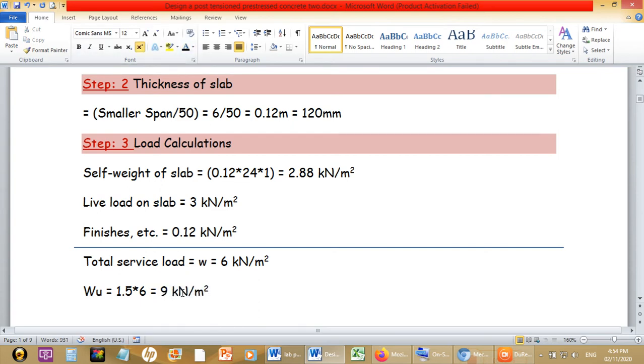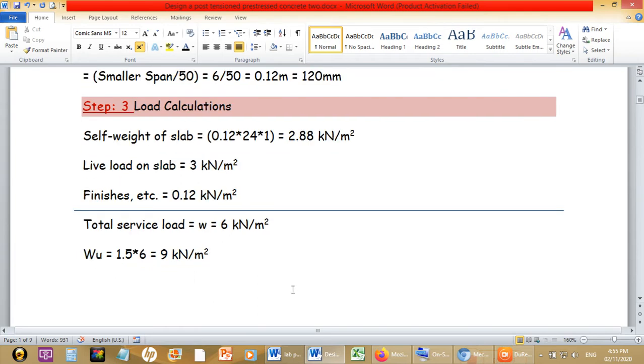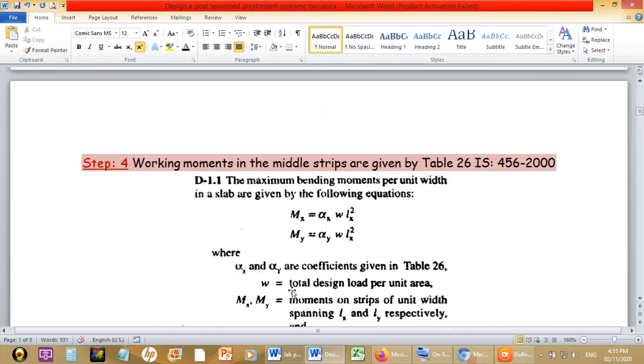In this way we calculate the loads, dead load and live load. Dead load is the addition of self weight and floor finishes. Live load is 3 kilonewton per meter square. Also we have calculated the ultimate load for the given numerical. Now let's move towards the next step, that is step number 4.